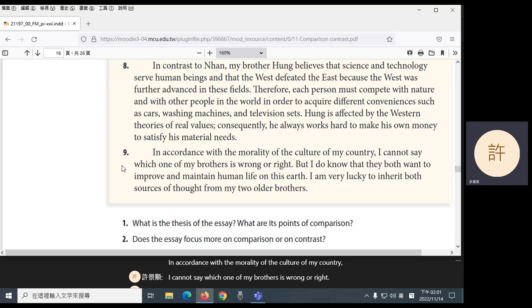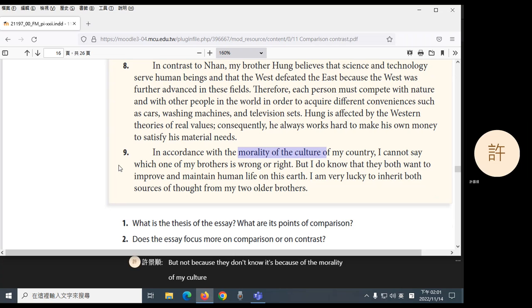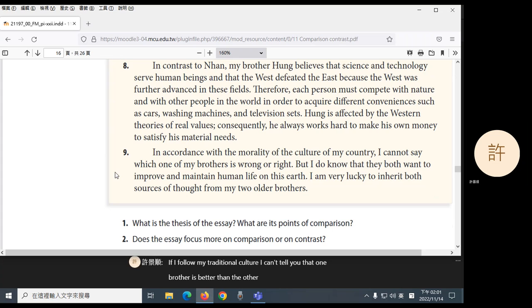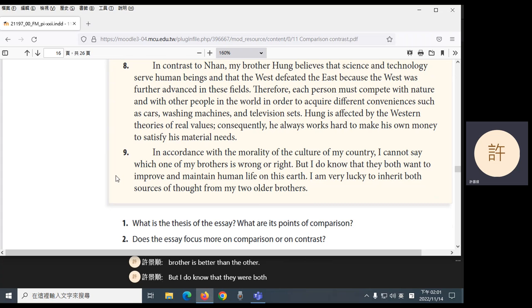This is very interesting. The author cannot say who is right, who is wrong, but not because they don't know. It's because of the morality of my culture. If I follow my traditional culture, I can't tell you that one brother is better than the other. But I do know that they both want to improve and maintain human life on this earth. I am very lucky to inherit both sources of thought from my two older brothers.